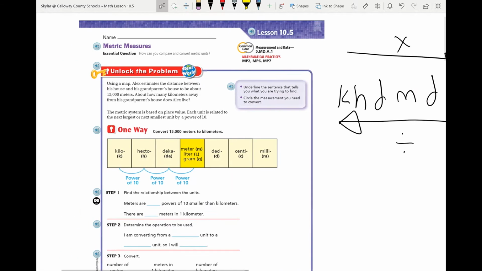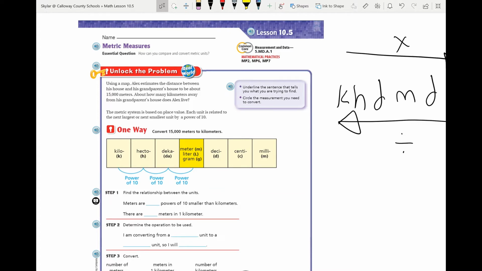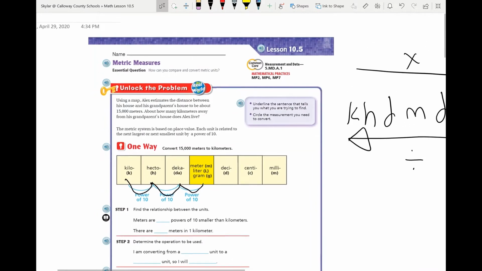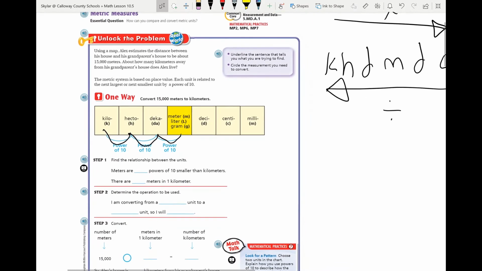So if you look over here at the chart, they are going from meters to kilometers. They moved to the left, so you're going to have to divide. And it's by a power of 10 for each one that you pass over. So 10, 100, 1,000. So you divide by 1,000. So that's pretty much it. That's how you solve every single metric measurement problem. A lot easier than the other ones. So let's take a look.